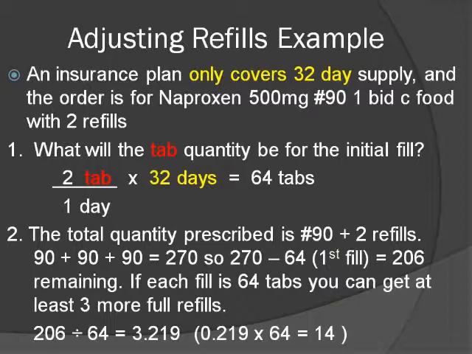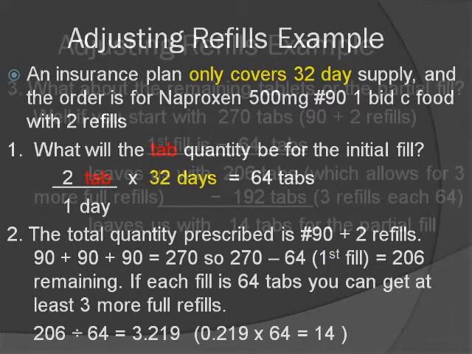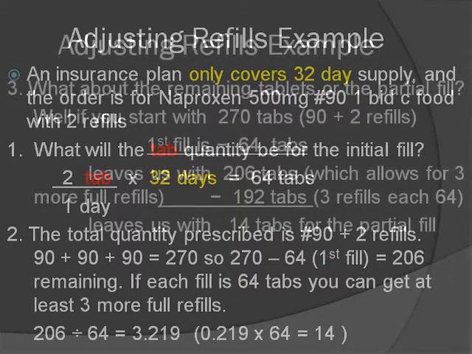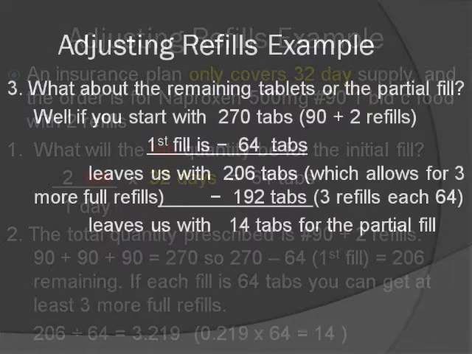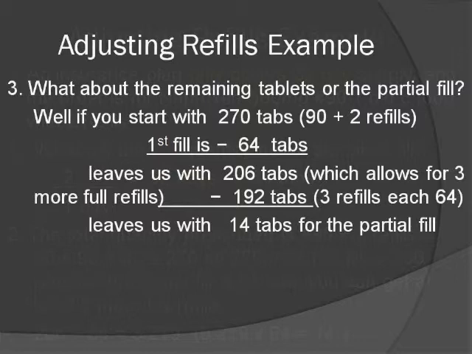And you can see, just take that 206 and divide it by 64. We get 3 point something. So we know that that 3 will be the whole refills, and the 0.219, when we multiply that by the 64, it actually is 14 tablets. So the answer for this will be 64 tablets is what is prescribed for the first fill.